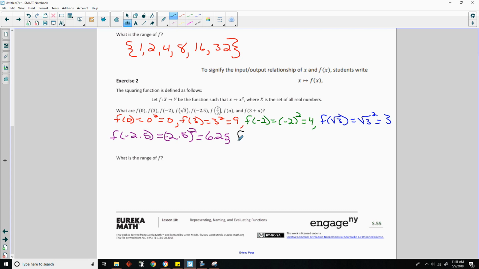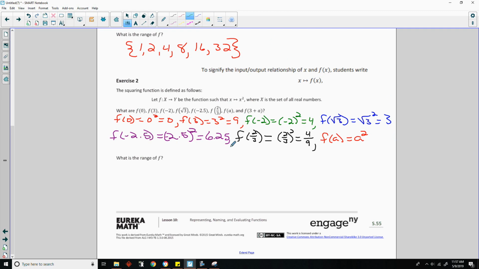F of 2/3. Hopefully you remember from prior classes that when you square a fraction, you're squaring the numerator and denominator. This gets distributed, so it's 2 squared divided by 3 squared. Okay, and then f of a. Well, f of a is going to be a squared, whatever a is.